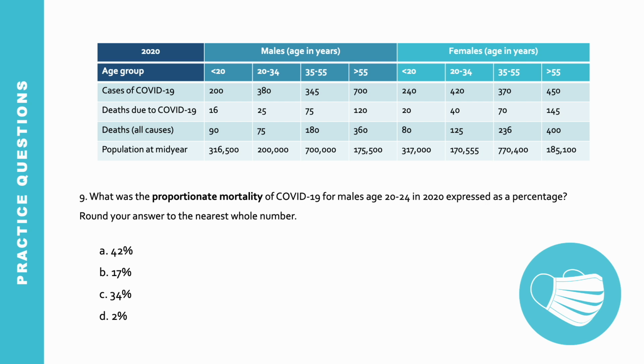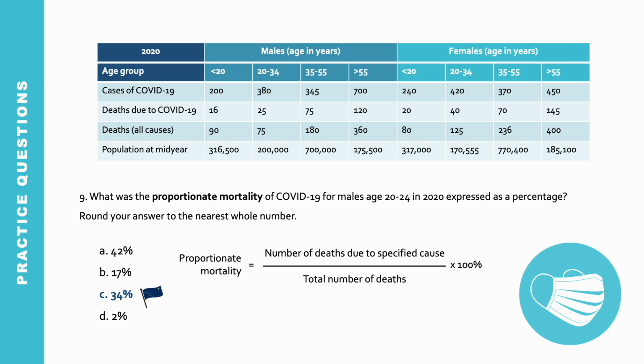What was the proportionate mortality of COVID-19 for males aged 20 to 24 in 2020? Proportionate mortality tells us what percent of deaths were due to a specific cause. Proportionate mortality is a proportion. It's the number of deaths due to the specified cause divided by the total number of deaths. We divide the 25 men aged 20 to 34 who died of COVID-19 in 2020 by the 75 men in that age group who died in 2020 and multiply by 100 to get 34%.